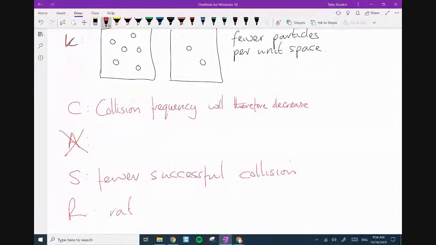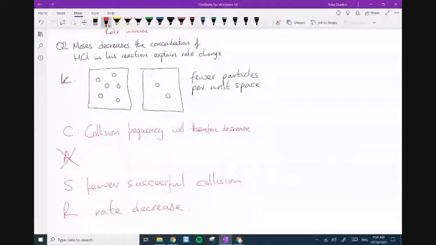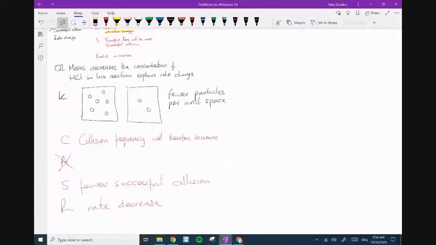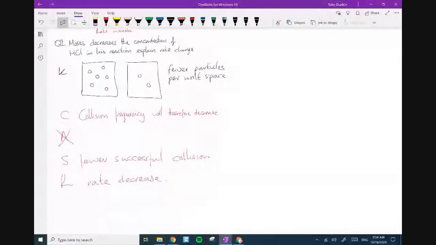There we go. Now that one's only 3 marks rather than 4 marks. The temperature one is slightly more because you've got to comment on the number of particles with the activation energy. Cool, so there's concentration done. So we had temperature, concentration, pressure, I believe the next one is.